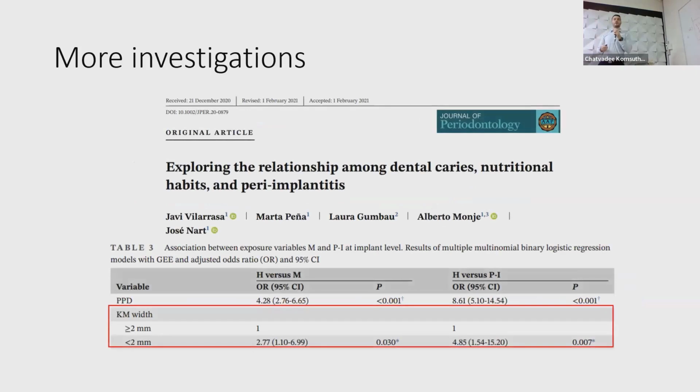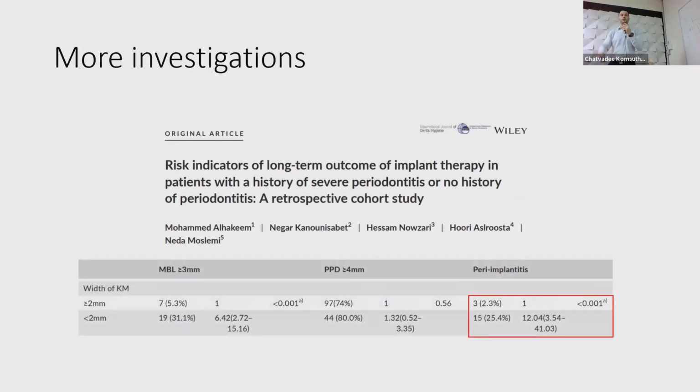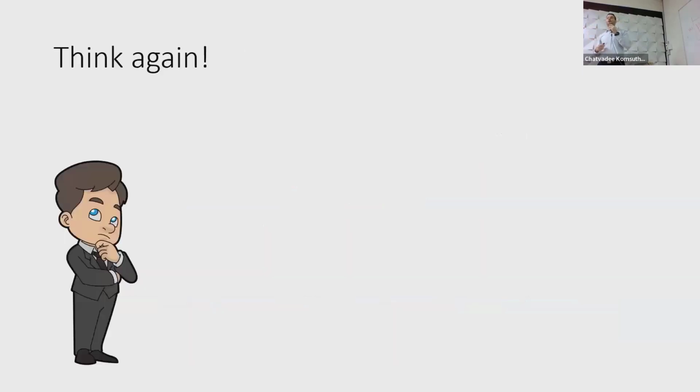Now, you read another paper, and this paper shows the same thing. So when I have keratinized mucosa that is less than 2 millimeters, I will have maybe a very big significant difference, which means keratinized mucosa is associated with peri-implantitis. Again, you read one more paper and you will find the same thing. When keratinized mucosa is less than 2 millimeters, we will have a higher risk for peri-implantitis. The value is 0.001. Now, let's think again about our conclusions from the previous review article that we read.